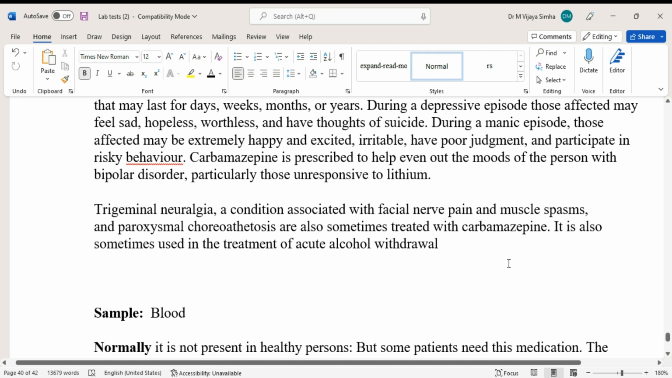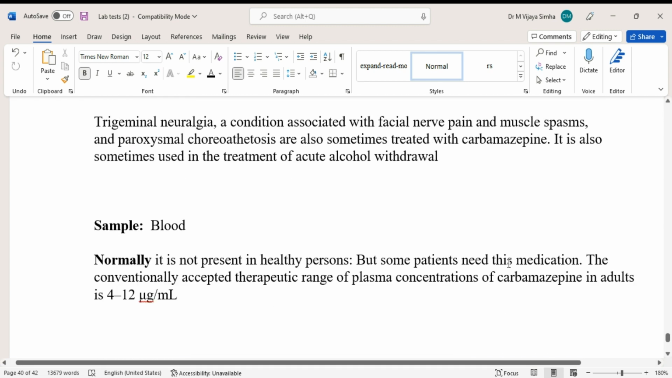Trigeminal neuralgia, a condition associated with facial nerve pain and muscle spasm, and paroxysmal choreoathetosis are also sometimes treated with carbamazepine. It is also sometimes used in the treatment of acute alcohol withdrawal. The sample required is blood. Normally, it is not present in healthy persons, but some patients need this medication. The conventionally accepted therapeutic range of plasma concentration of carbamazepine in adults is 4 to 12 micrograms per ml. That is about carbamazepine.